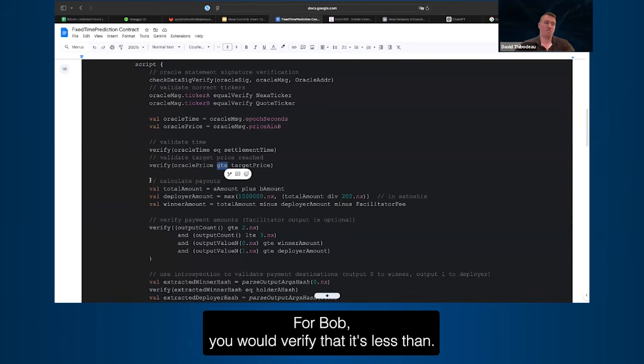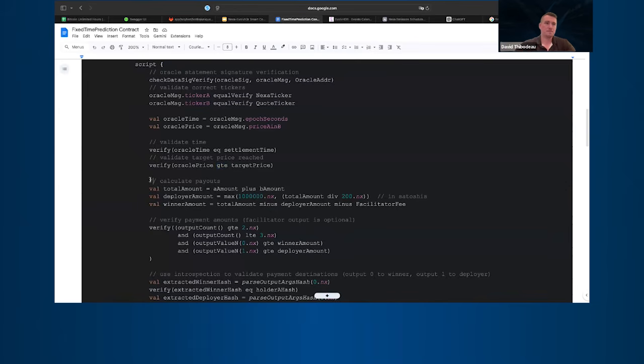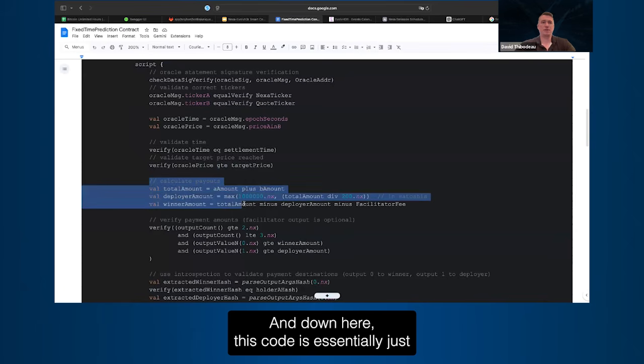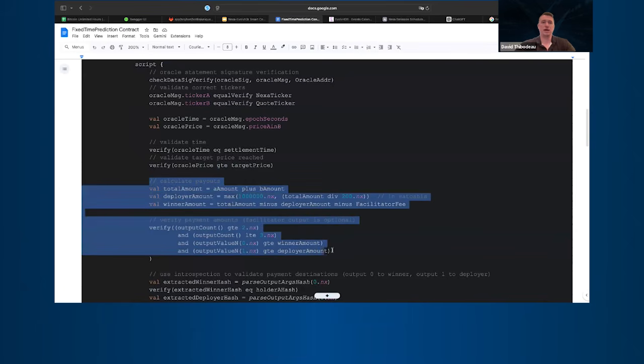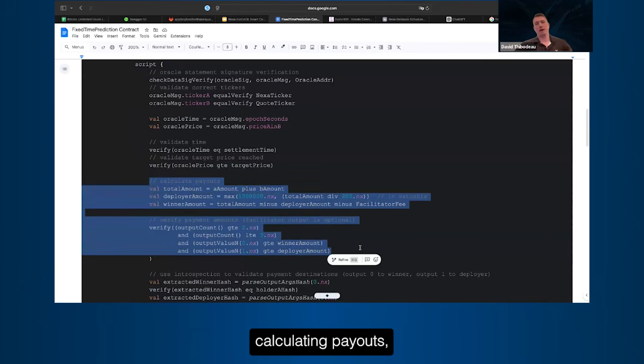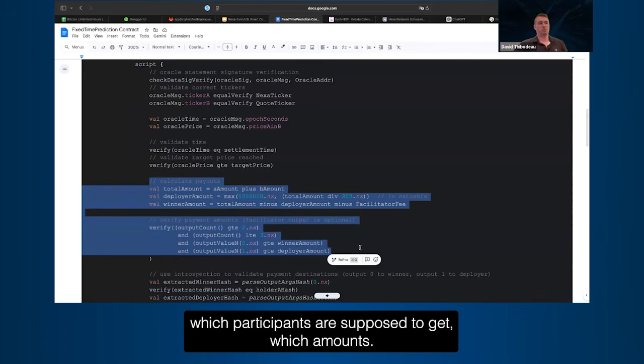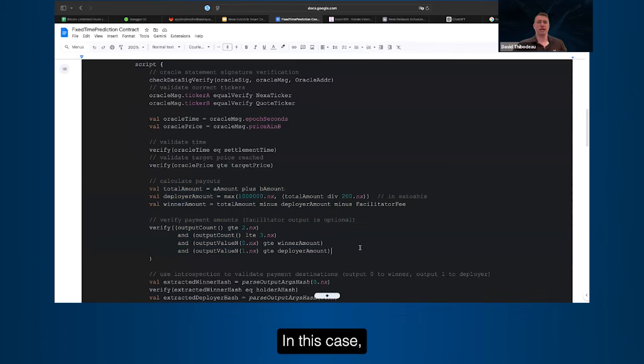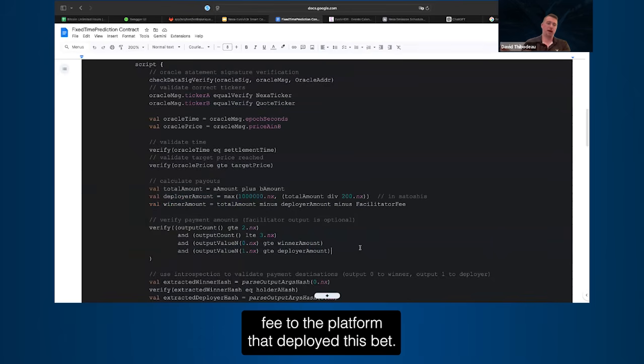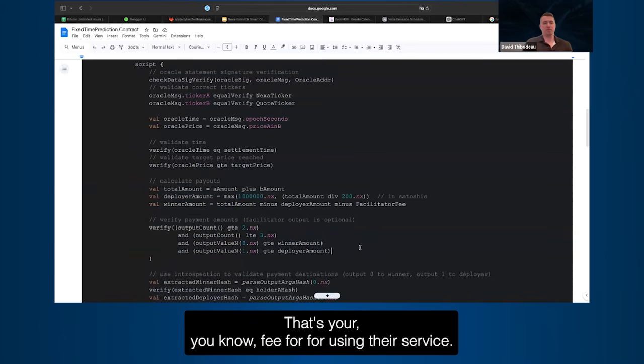For Bob, you would verify that it's less than. And down here, this code is essentially just calculating payouts, which participants are supposed to get which amounts. In this case, you pay your fee to the platform that deployed this bet. That's your fee for using their service.